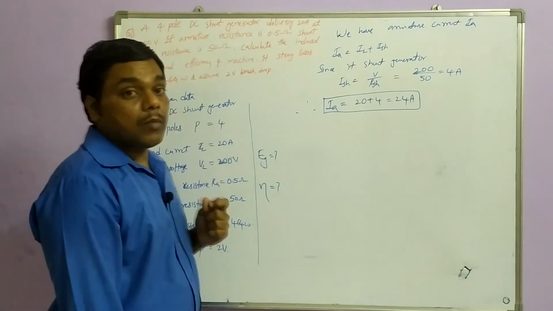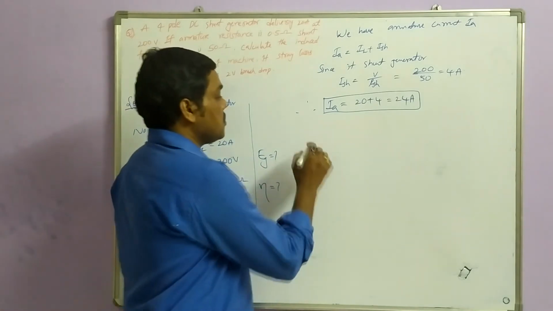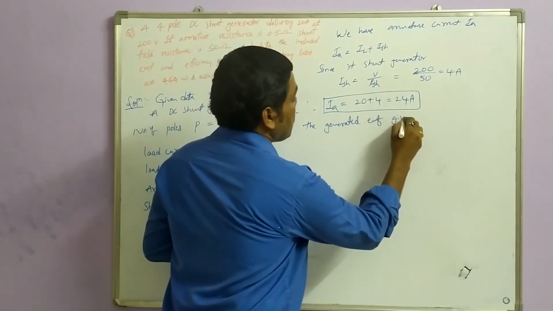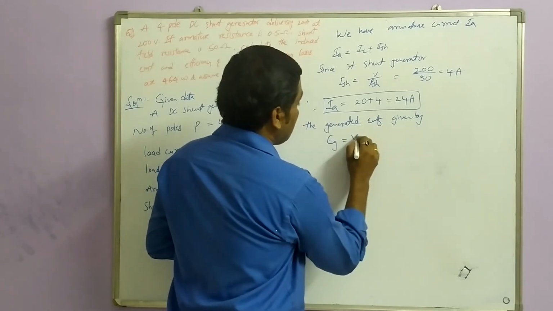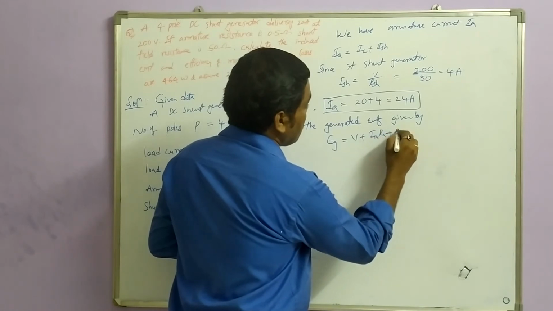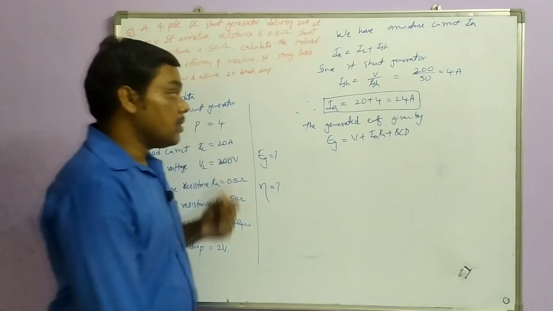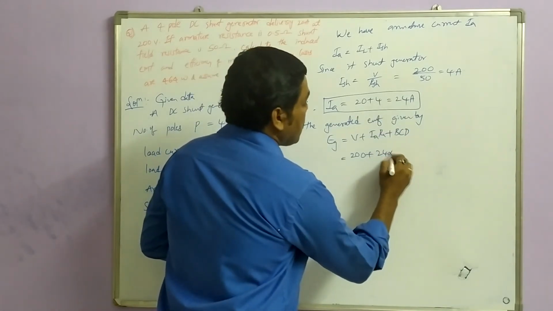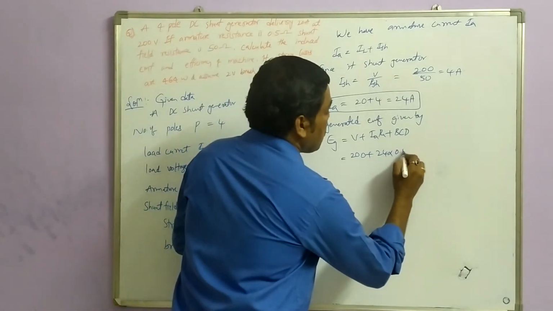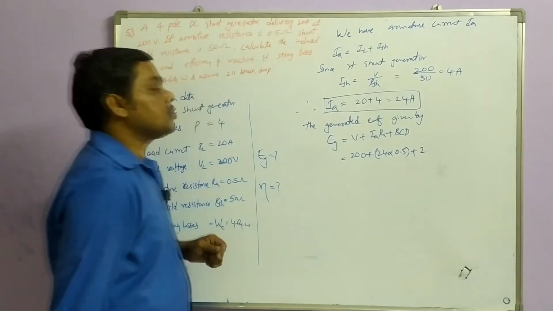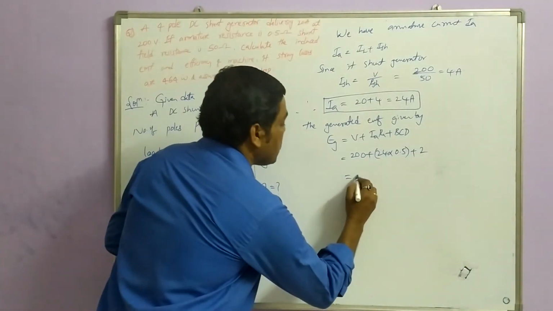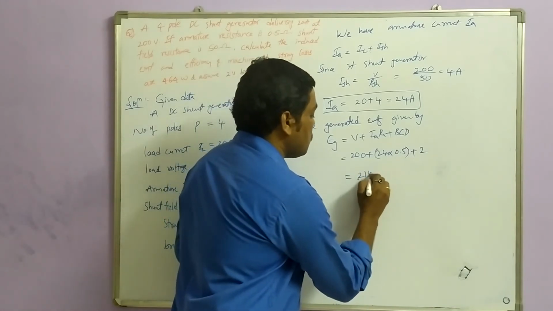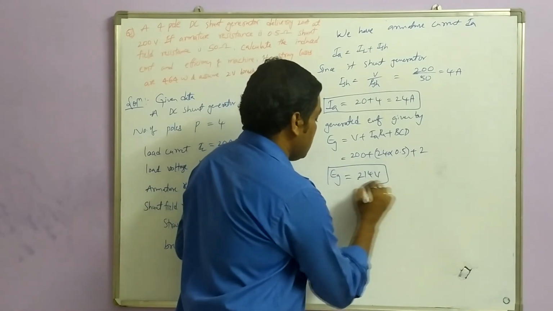Now what is the generated EMF formula in terms of armature current in shunt generator? The generated EMF Eg is given by Eg is equal to V plus Ia into Ra plus brush contact drop voltage. Now what is the V again? Once again V is equal to 200 plus Ia is now 24, and what is Ra? Ra is 0.5 multiplication, and brush volt drop is 2 volts. Now what is the voltage we are getting? 200, half of the 24, 12, plus 2, 14. So we will get 214 volts as generated EMF.